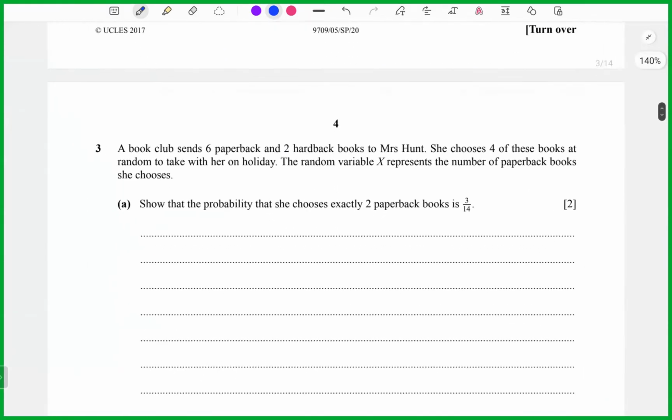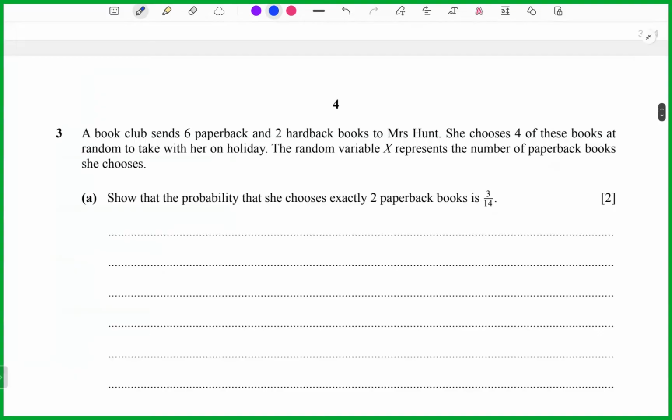Okay, we already solved that. Now we look at question 3. A book club sends 6 paperback and 2 hardback books to Mr. Han. She chose 4 of these books at random to take with her on holiday. The random variable X represents the number of paperback books she chose. So we need to follow this information. Let's see question A.